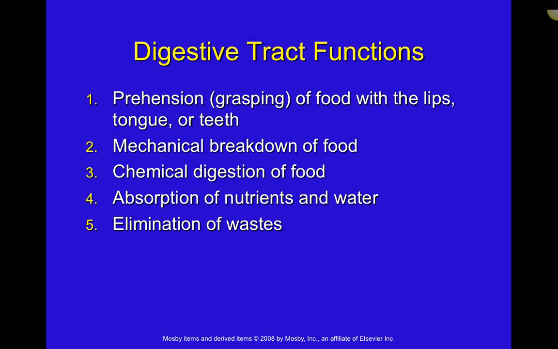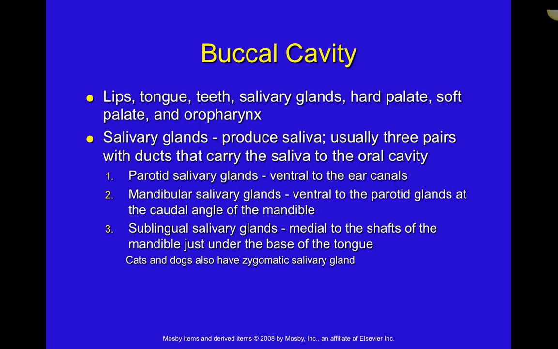Digestive tract function also includes mechanical and chemical breakdown of food, absorption of nutrients and water, and elimination of wastes. And this is always a good little slide to know for tests. Buccal cavity includes lips, tongue, teeth, salivary glands, hard palate, soft palate, and oropharynx. Say that 10 times fast. The salivary glands produce saliva, which contains some enzymes to help break down starches, such as amylase, and it also lubricates the food going down the digestive tract.